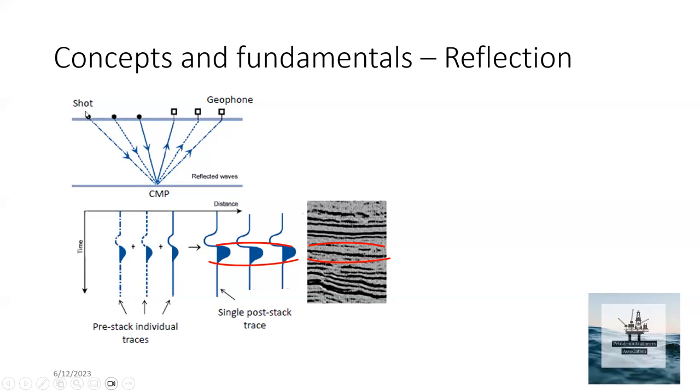So from here to here is offset 1, and from here to here is offset 2, and from here to here is offset 3, which represents the distance x, the offset. And this is the time x. The time or the depth will always be the vertical x, and the horizontal x represents the offset or the distance. What happened here when we do this reflection?